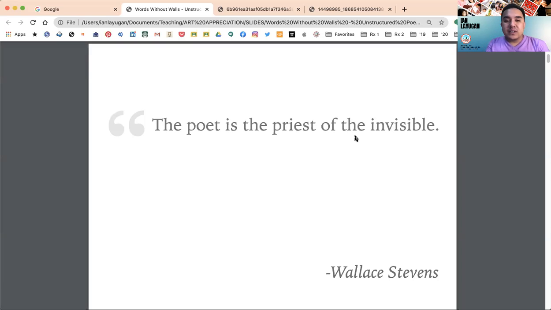I would like to start the discussion today with what Wallace Stevens wrote. He said, "The poet is the priest of the invisible." And I think this is a very profound way to start the lecture because when you talk about poetry, it's not palpable. You cannot really use your senses. Of course, you're supposed to read it, but that's the only way for you to digest it or to get the words.